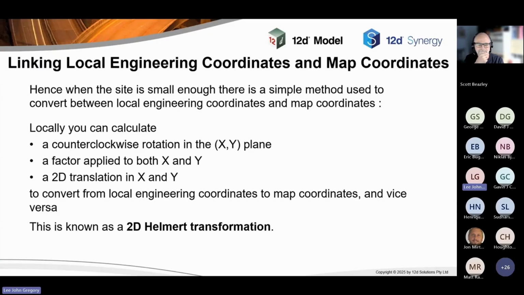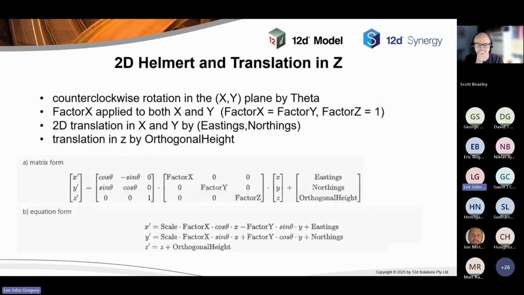And the reverse will go the other way. And this particular one is known as a 2D Helmert transformation. So basically, it's just a fairly simple equation. So this allows you to go backwards and forwards. So how do you get that information?